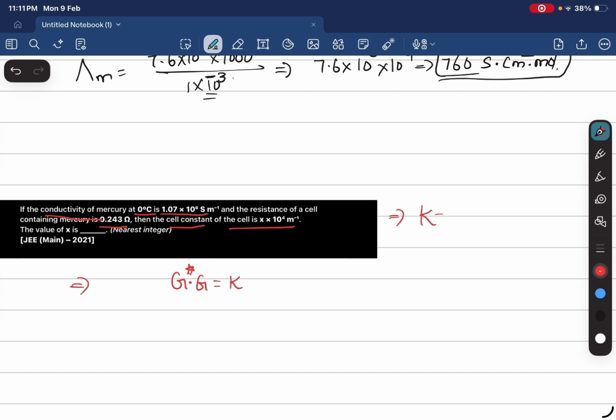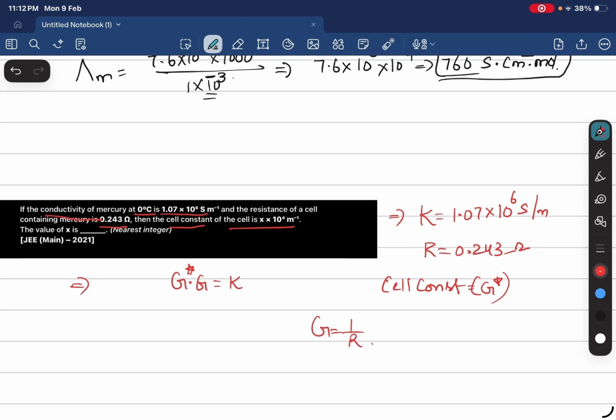So kappa value is given, 1.07 into 10 power 6 Siemens per meter, and R value is given, 0.243 ohm, and they are asking the cell constant, which is G star. Cell constant is nothing but G star. So we know that G equals 1 by R. Just substitute that in this formula, and what you can get is G star equals K by G. Here we know that G equals 1 by R, so G star equals K into R.